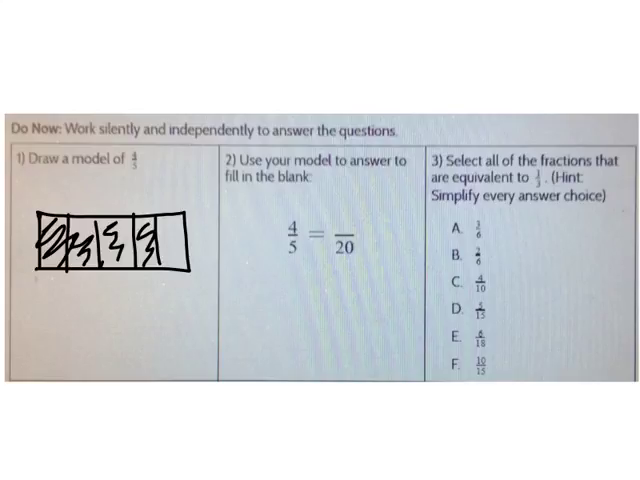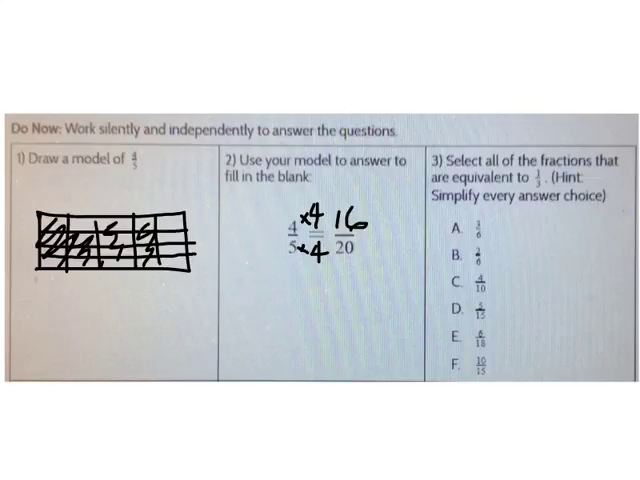Now let's use our model to fill in the blank. 4/5 equals blank over 20. First, I need to decide how many times as many pieces I cut my model into. 5 times what is 20? 5 times 4 is 20. So I cut my model into 4 times as many pieces. If I multiply the denominator by 4, I also have to multiply the numerator by 4 to create an equivalent fraction. What's 4 times 4? It's 16. 4 over 5 is equal to 16 over 20.